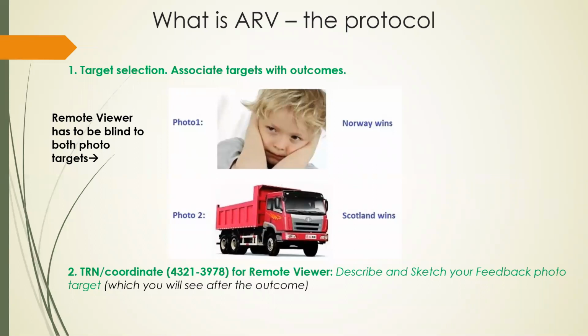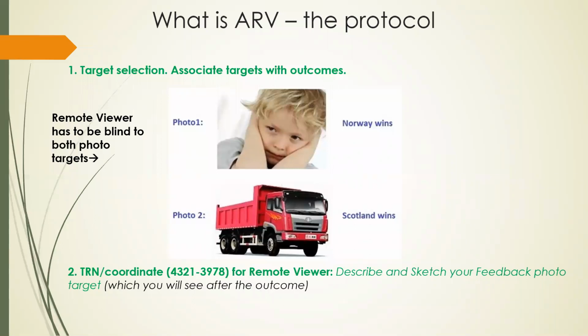In step 2, a tasker will assign a coordinate, or TRN. TRN means a target reference number, or we call it a coordinate. A coordinate is usually a 6-digit number or 8-digit number. For example, 43213978, and we give this coordinate to the remote viewer who will do the session.